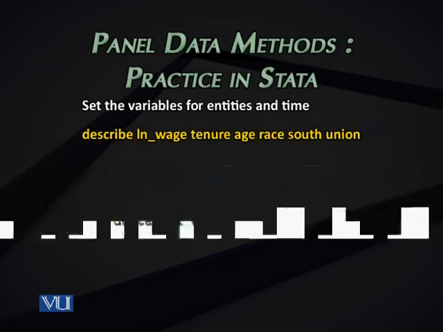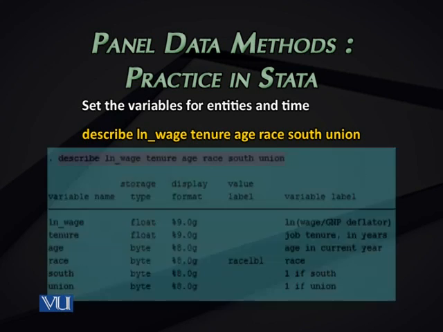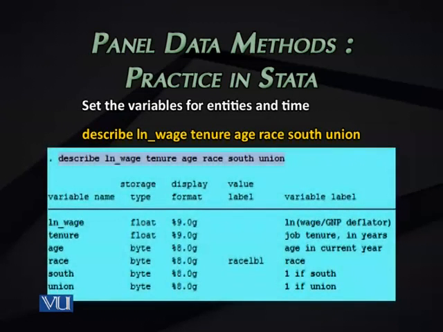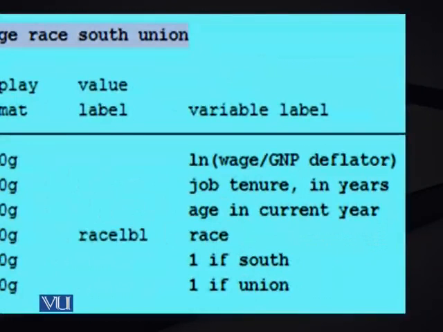So first, to know our data, we write describe, log of wages, and tenure, age, race, south, and union. These are the variables I just selected. You can look at the data and maybe you find some other variable that you are interested in. So describe some of the variables, and you see the variable names, the storage types, the display, and the variable labels. Look at the labels. The labels tell you what the data is about.